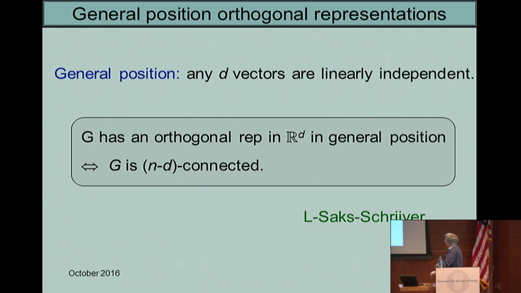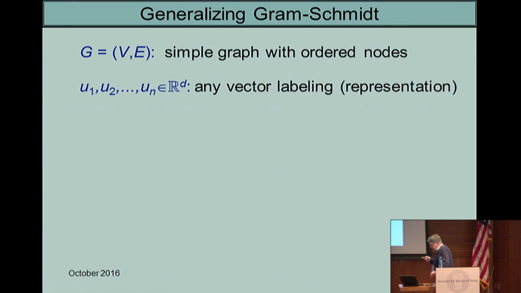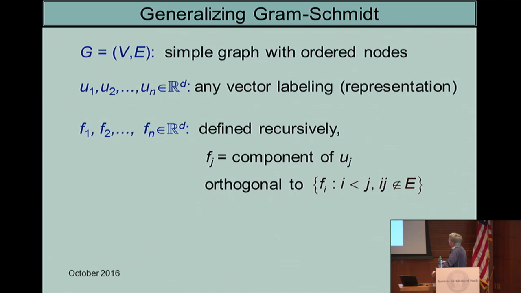Now, let me say a few words about how this general position representation is constructed. That's the interesting direction: if the graph is sufficiently connected, you can construct such a representation. There's some interesting twist to it. So start with any vector labeling u_1, ..., u_n, and let's define new vectors f_1, ..., f_n recursively, where each f_j is the component of u_j which is orthogonal to all those previously defined vectors which are non-adjacent to the current node.